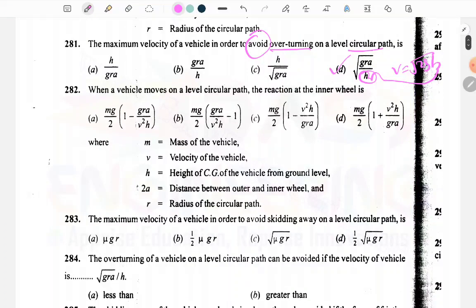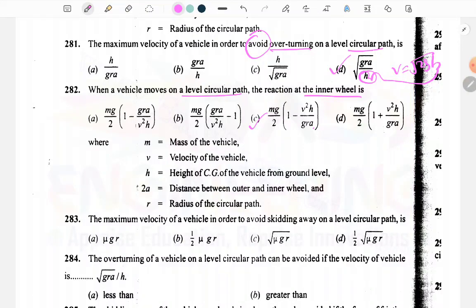Next, a vehicle moves on a level circular path. The reaction at the inner wheel is... So 282 is correct. Whatever you said is correct, that is mg by 2 into 1 minus v square into h by g into r into a. Okay, you should remember this one.